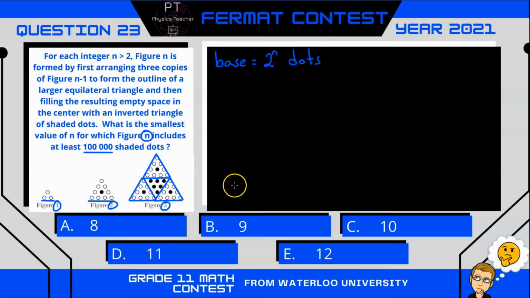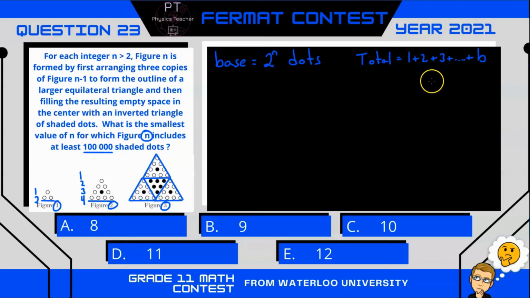Next, let's look at the total number of dots. So in figure 1, we have 2 for the base, and then 1 above it. In figure 2, we have 4 for the base, and then 3, 2, 1. And similar for figure 3, we have 8, 7, 6, 5. So what we're doing to find the total number of dots, if you start from the top, is 1 plus 2 plus 3, all the way up to the number that is in the base, b.